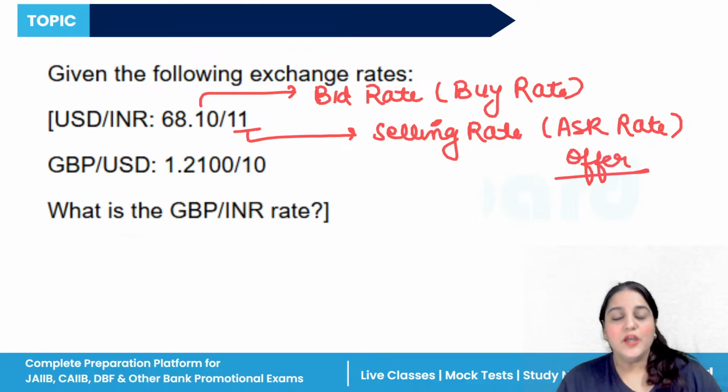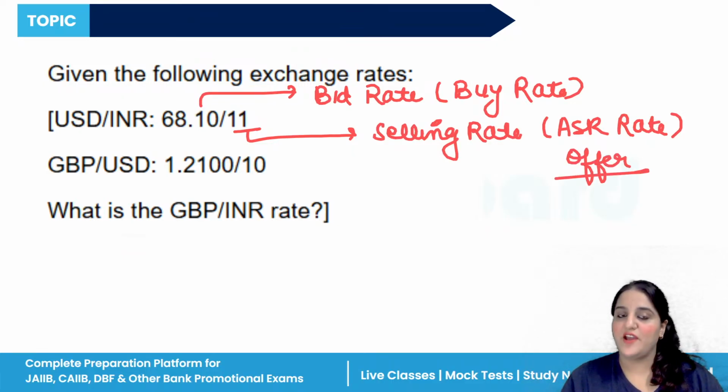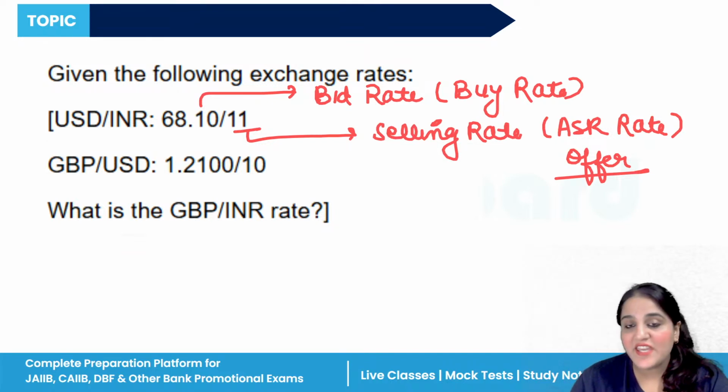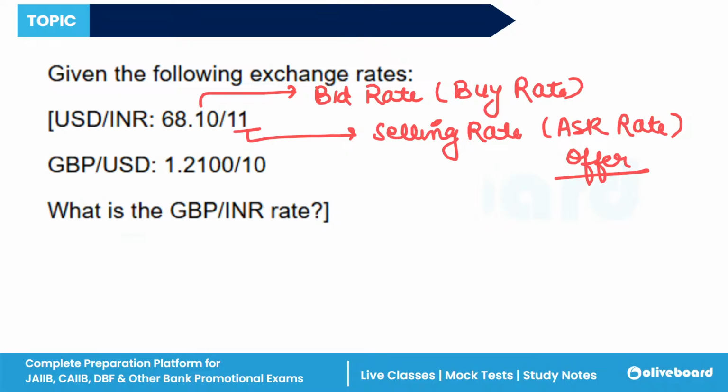So now US dollar INR is given, British pound US dollar is given. Now we have to find out the British pound INR rate. So how can we calculate this? Very simple. With a very simple formula we can calculate it. How? See, first we now know what is the bid rate and what is the ask rate in both of the conditions.